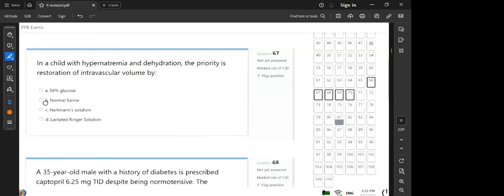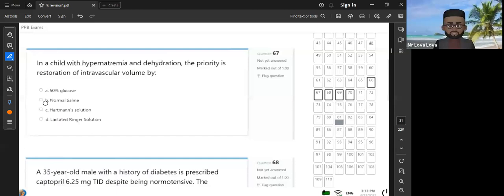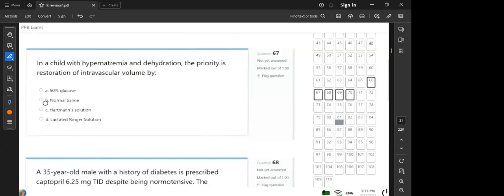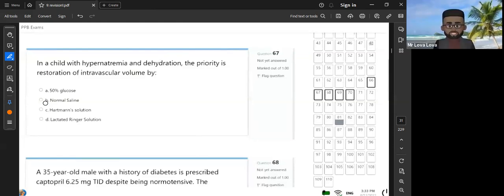How about Hartmann solution? Because on Google, I can see Hartmann solution is used to replenish fluid and loss of electrolytes. But Ringer's solution and Hartmann solution are the same thing. Okay, one at a time. Patrick, why are you giving glucose? It's not the same thing. Because I see all of them have sodium, and the child has hypernatremia. Simple reasoning. I may be wrong.